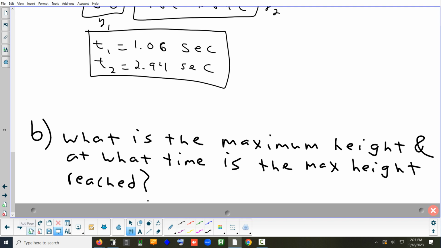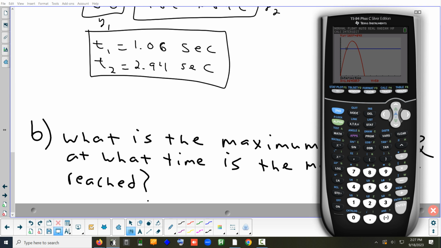Okay, and the last question, what is the maximum height and when is it reached? If you press second calc, there's an option there that allows you to find the maximum height that a graph hits. Any guess which option it would be? Maximum. Yeah, that's option 4. So we're going to now do second calc, and you're going to pick option 4.